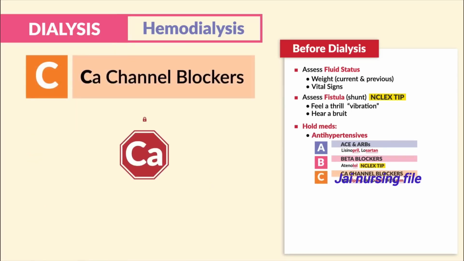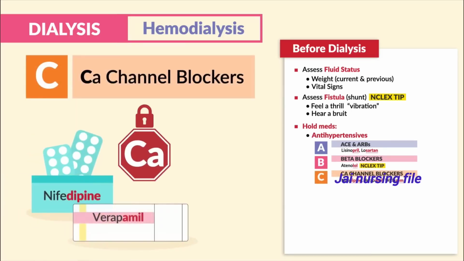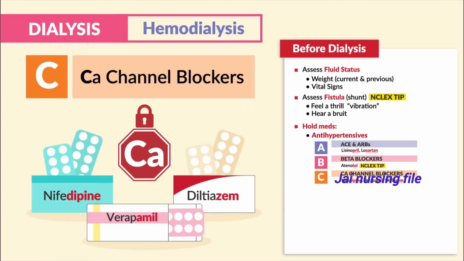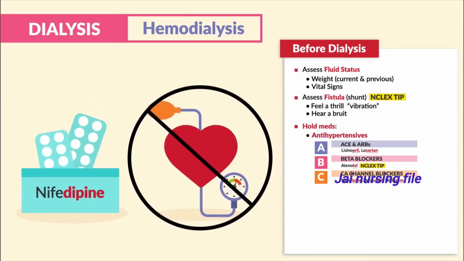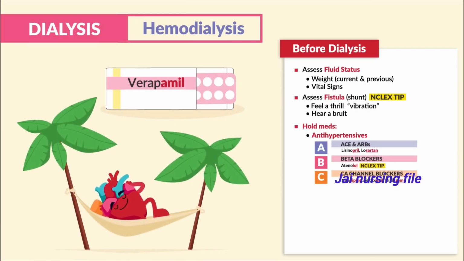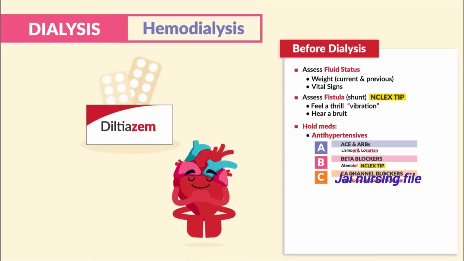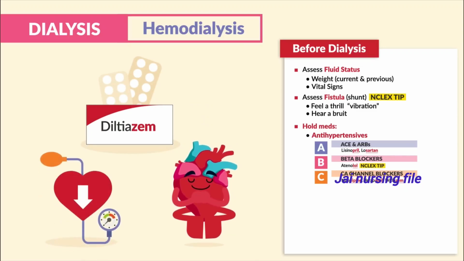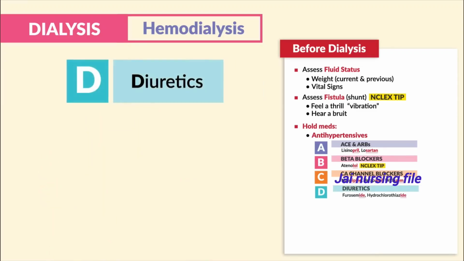Now, C is for calcium channel blockers, ending in dipine, amil, and zem. So dipine, just think it declines the blood pressure. And amil is calm and chill blood pressure. And then zem in diltiazem is like Zen yoga for the heart, decreased blood pressure. Now the last two D's.